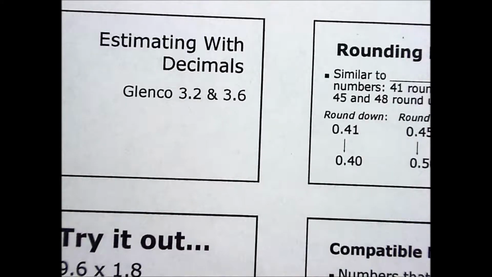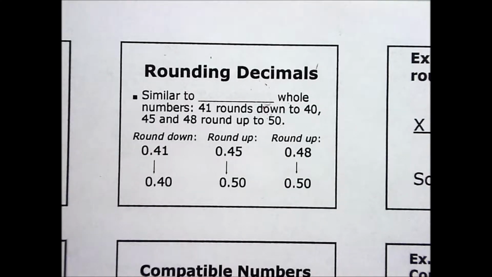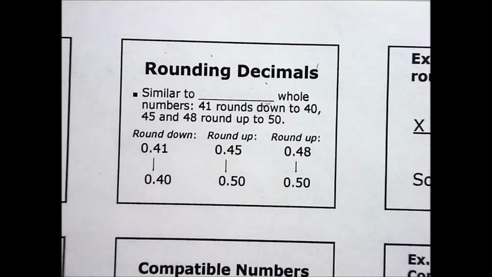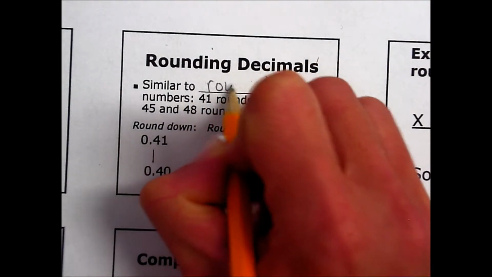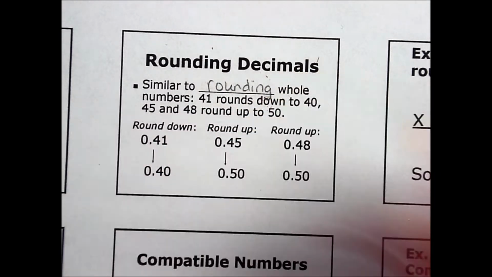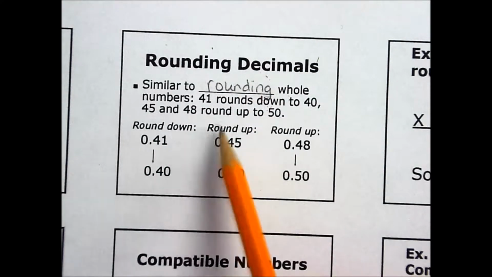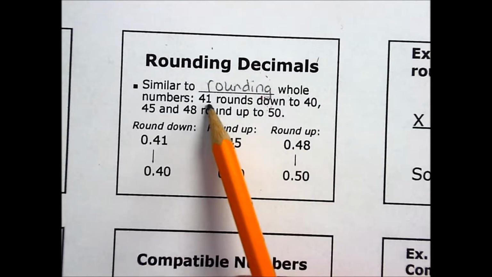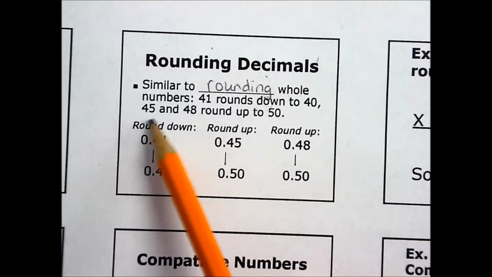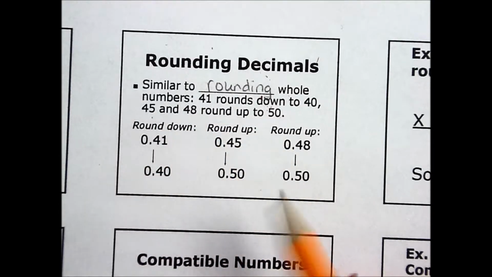This lesson is estimating with decimals, and it covers Glencoe Chapter 3, Lessons 2 and 6. When we round decimals, it's similar to rounding whole numbers. So when we round whole numbers, 41 would round down to 40 because of the 1. 45 or 48 would round up to 50 because of the 5 and the 8.